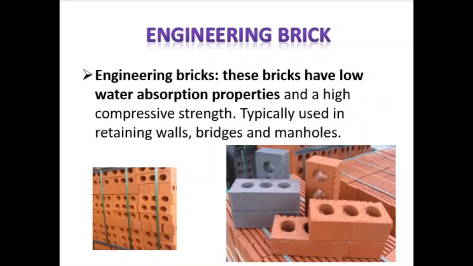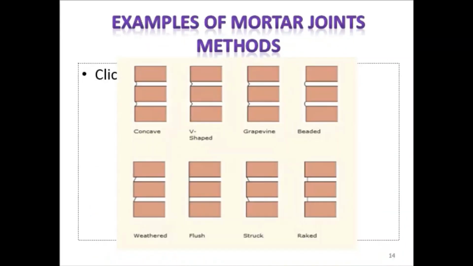Other than those two types of brick, we also have engineering brick, where these bricks have low water absorption and high compressive strength. So you can use this in retaining walls, bridges, or manholes. It still depends on the purpose of its construction, but it's important to specify in the description, especially in a bill of quantities.